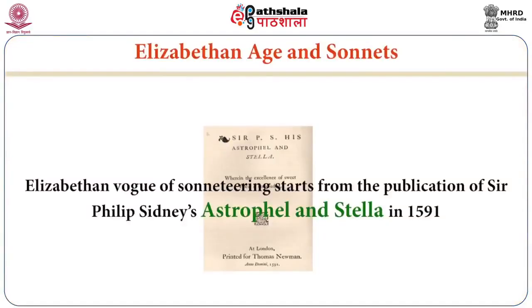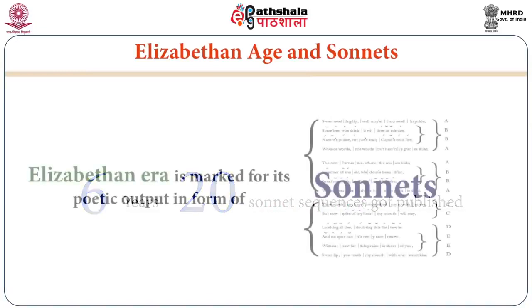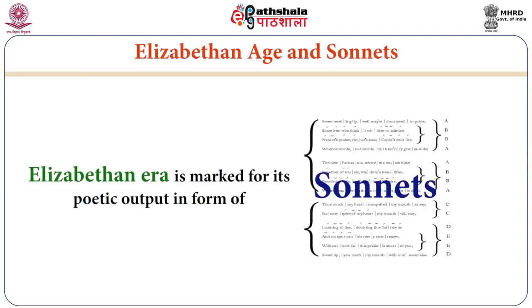The Elizabethan age is noted for the sonneteering tradition, and we must mention at the beginning the publication of Sir Philip Sidney's Astrophel and Stella in the year 1591. Within the period of just 6 years, some 20 sonnet sequences got published. But the entire Elizabethan era is marked for its poetic output in the form of sonnets.